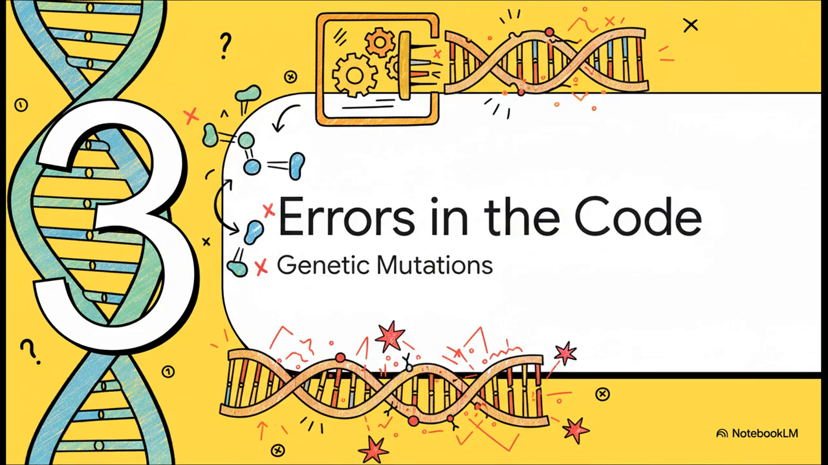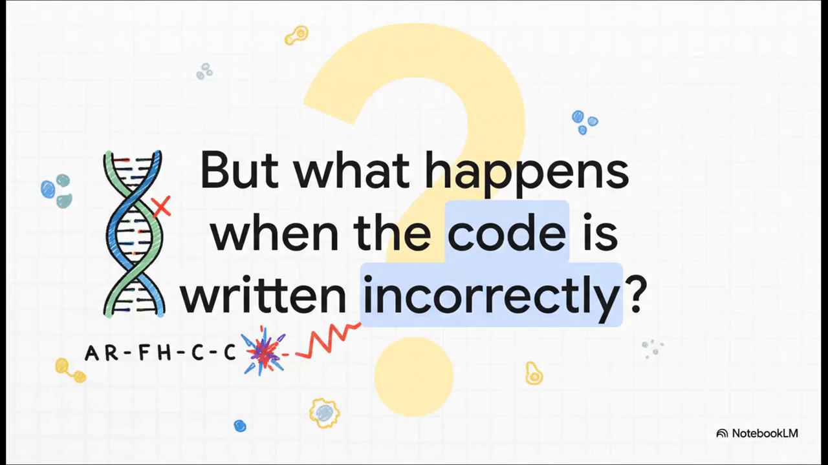But it's not always perfect. Now we get to the part of the story with a little conflict. What happens when there are errors in the code? And this really is the critical question. What happens when a mistake is made? Even a single typo in a genetic sequence that's billions of letters long can have enormous consequences. We call these mistakes mutations.